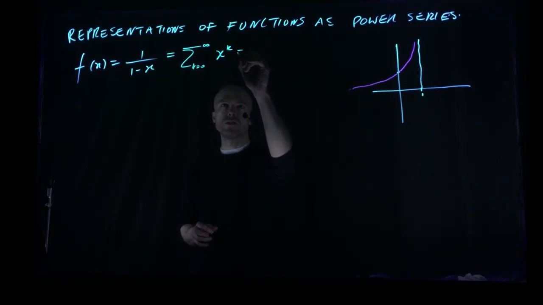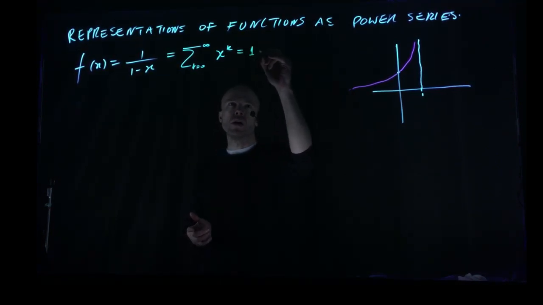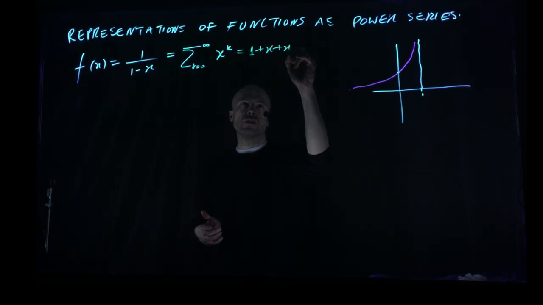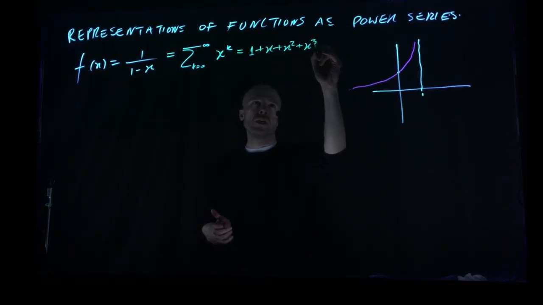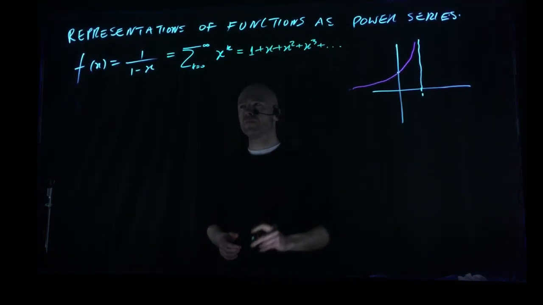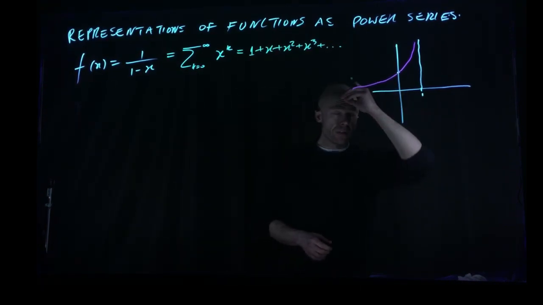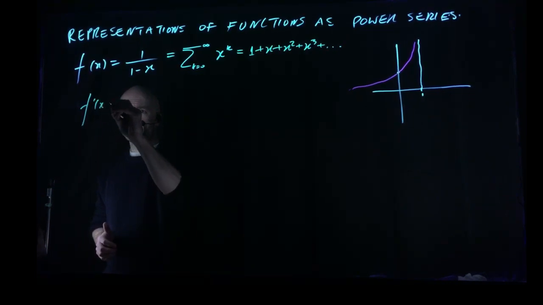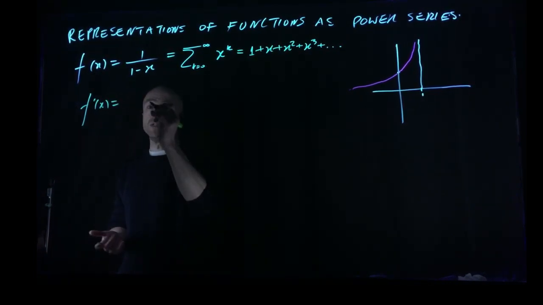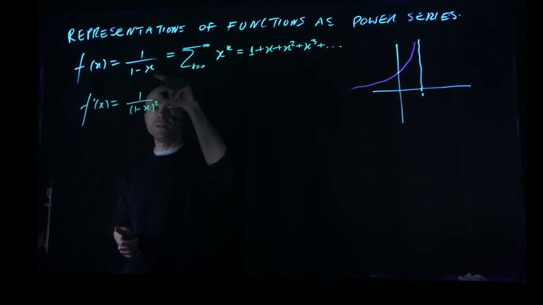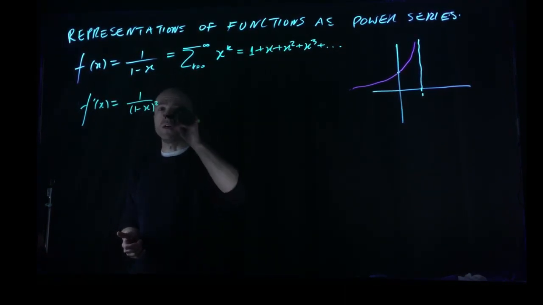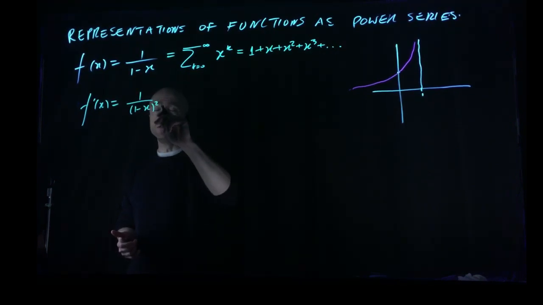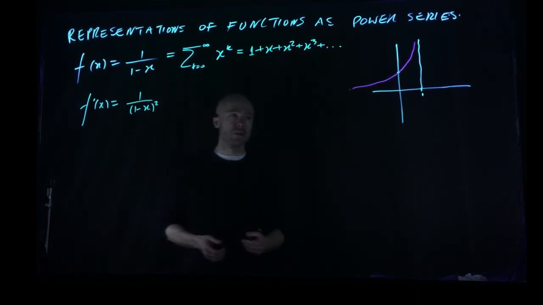So let's write out the first few terms. We have 1, then we're going to have x, then x squared, x to the 3, and so on and so on. All right, so let's look at this function over here. If we take the derivative of this function, what are we going to get? By the chain rule, it's going to be 1 over (1 minus x) squared. Differentiate the inner function. We'll have a minus, but the minus will cancel, and we will just get that. That's the actual derivative.